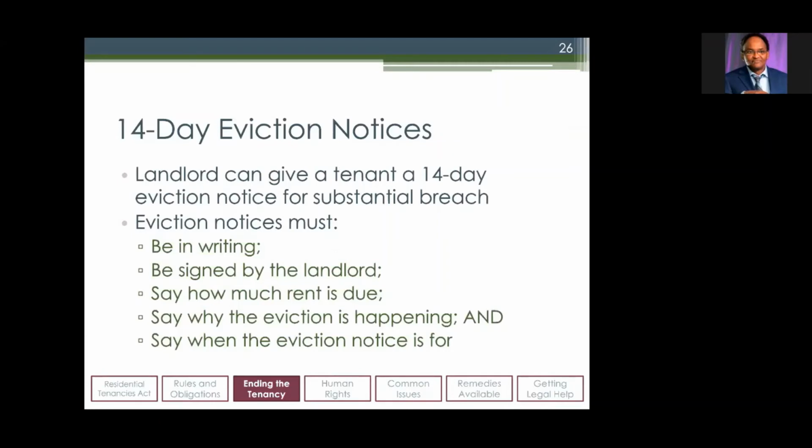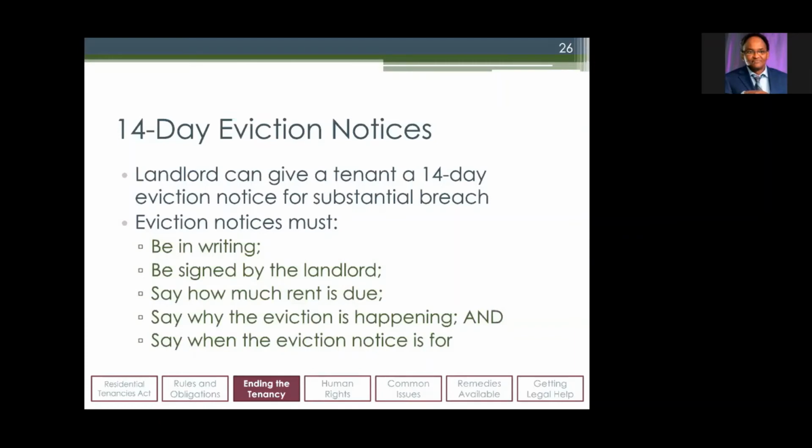Tenants can be evicted for a substantial breach. Substantial breach is non-payment of rent, causing damage to the apartment or to the building itself, repeated complaints. Sometimes it could be just one complaint about something that you've done, like noise, which is fairly common, or physical harm, or serious aggressive threats towards other tenants. That would be considered a substantial breach.